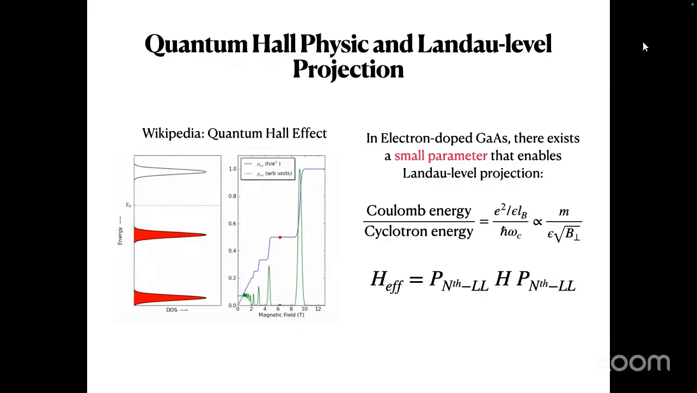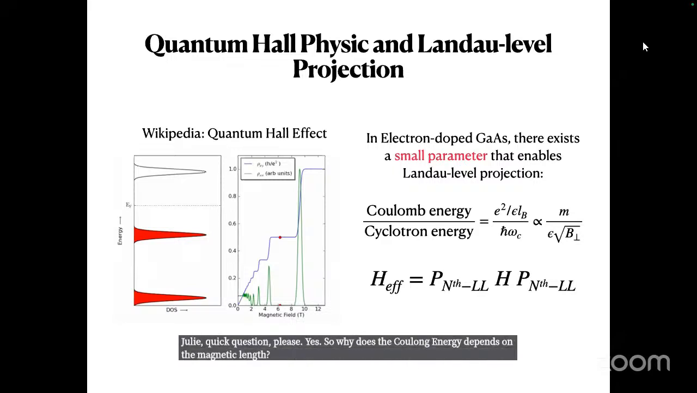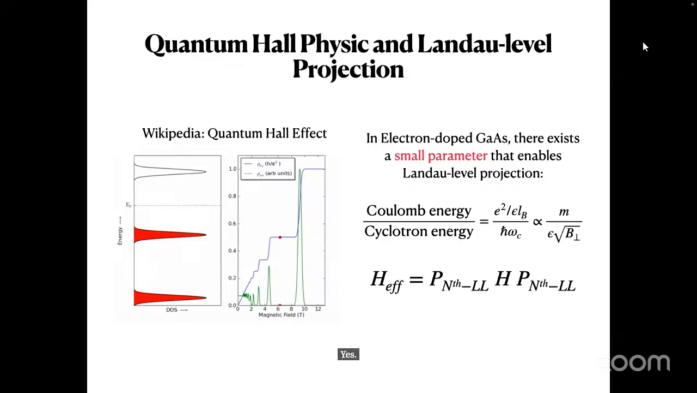Chunli, quick question, please. Yes. So why does the Coulomb energy depend on the magnetic length? Yes. So usually the Coulomb Hamiltonian is e squared over epsilon r, where r is the distance. And in a quantum Hall system, if you try to compute the matrix elements between some two particle states, you get some order of one number times the scale.